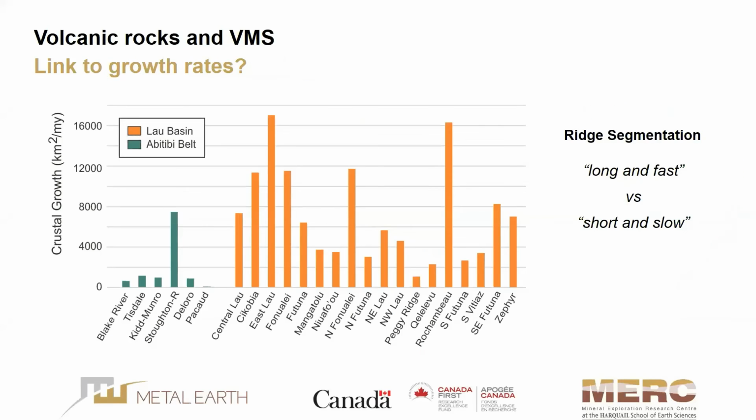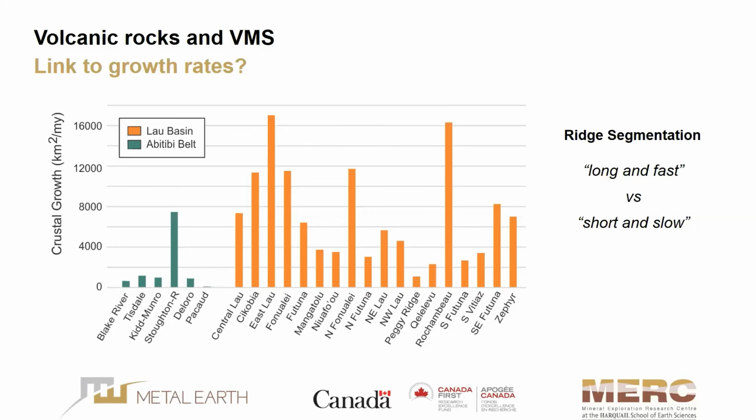Last slide here. We can also look at crustal growth in any of the greenstone belts just by dividing the area of the volcanic rocks by their assigned assemblage ages. And doing this, you can see one clear thing, and that is that the inferred crustal growth rates for the Abitibi assemblages are way different, at least at first glance, from the crustal growth rates for the different assemblages that have been mapped in the Lau Basin.